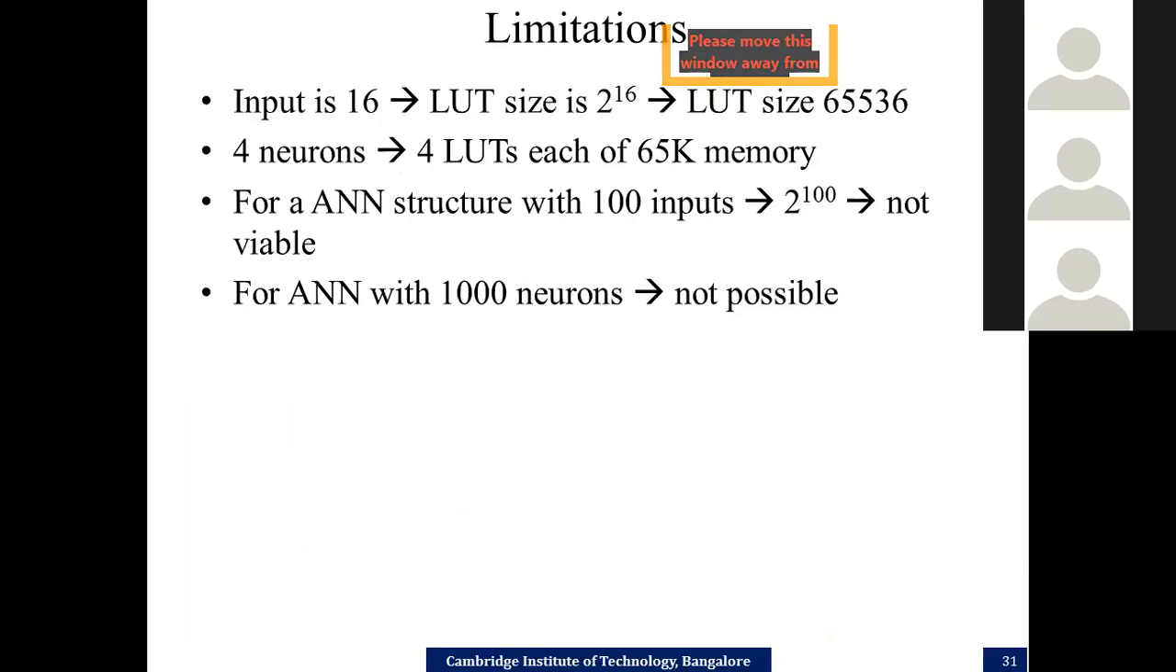For an ANN, if there are 100 inputs, see, usually ANNs will have more than 100 inputs, the size of a LUT would be 2 power 100, which is an impossible number to implement. Suppose it is 16 inputs, but there are 1,000 neurons. Again, you would need 1,000 times 65536 memory elements. Again, it's an impossible factor.